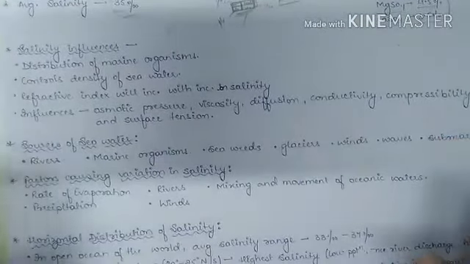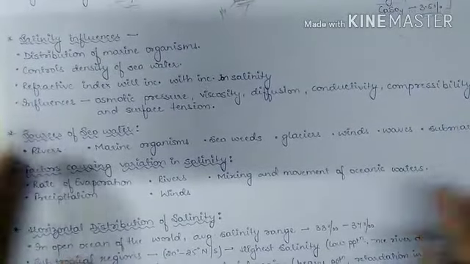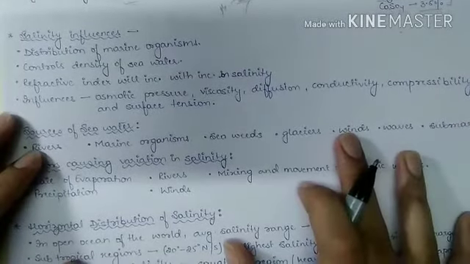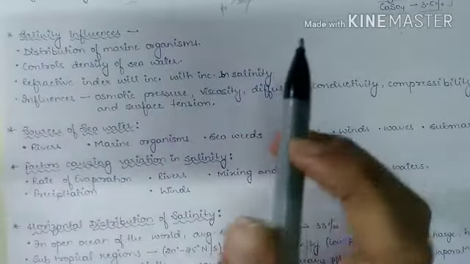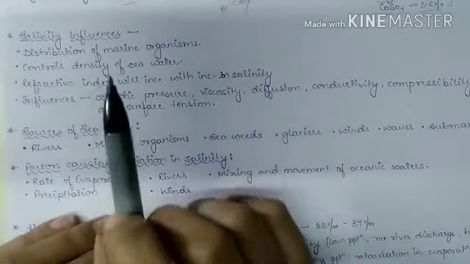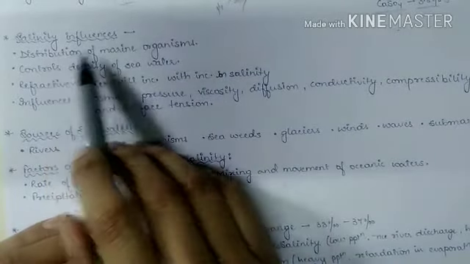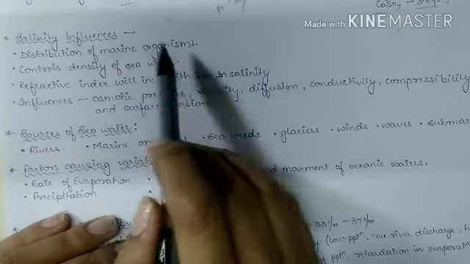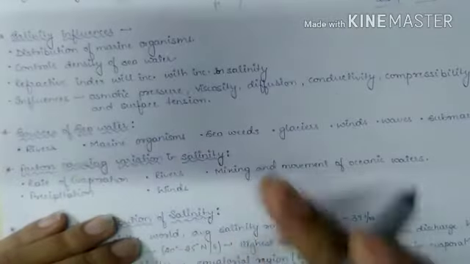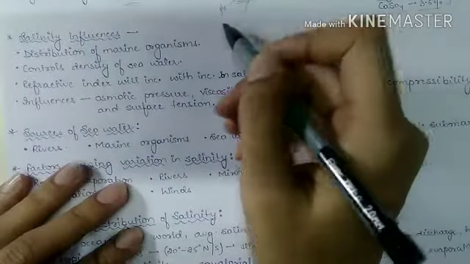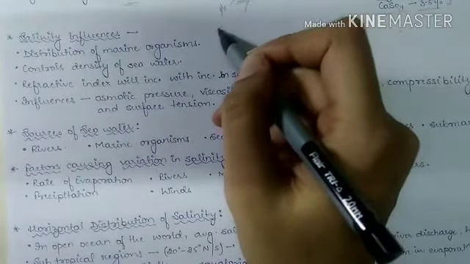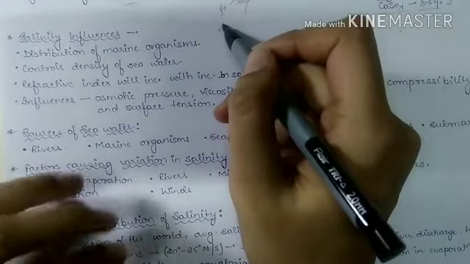Now, salinity of ocean water influences things in various ways. The basic influence of salinity, first, is on the distribution of marine organisms. The distribution of marine organisms depends on salinity. How does it depend on salinity? The higher the salinity, the fewer marine organisms will be present.